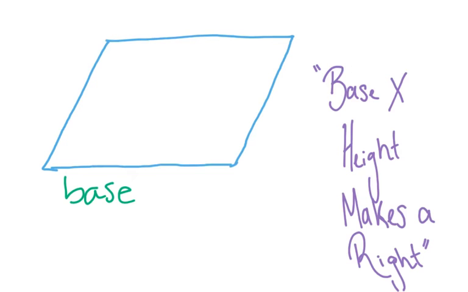because I need to also find my height, and I know that the base times the height makes a right. If you're in my class, you hear me chanting it all the time. Base times height makes a right. The problem is that I don't see any right angles in this shape. This right here is an obtuse angle. This is an acute angle. This is an obtuse. This is an acute. None of them are right angles.